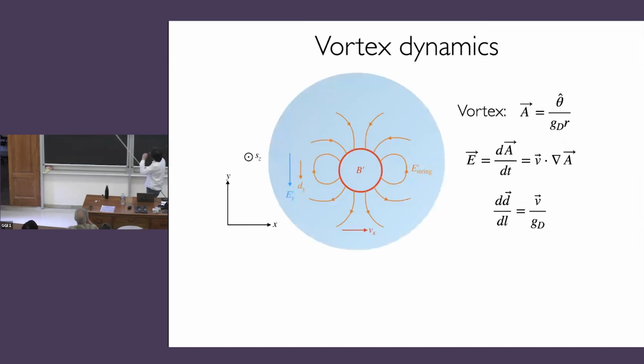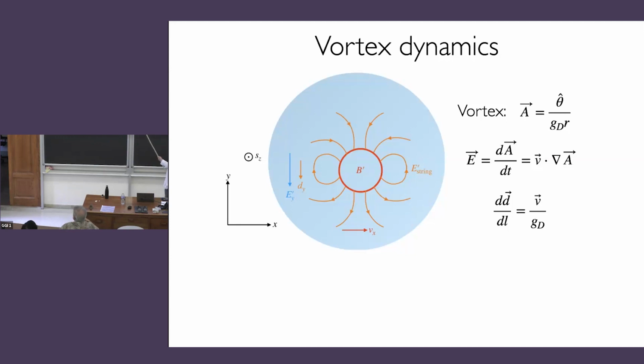So what you are seeing here is a vortex line, which is perpendicular to the surface. Okay, so the string is going this way, and the circle represents the region where the magnetic flux is going through. So it's like a solenoid. Well, the background field is the blue shaded region, which here, for example, I'm putting an electric field in the y direction. Okay, so the solenoid, let's say, is moving in the x direction.